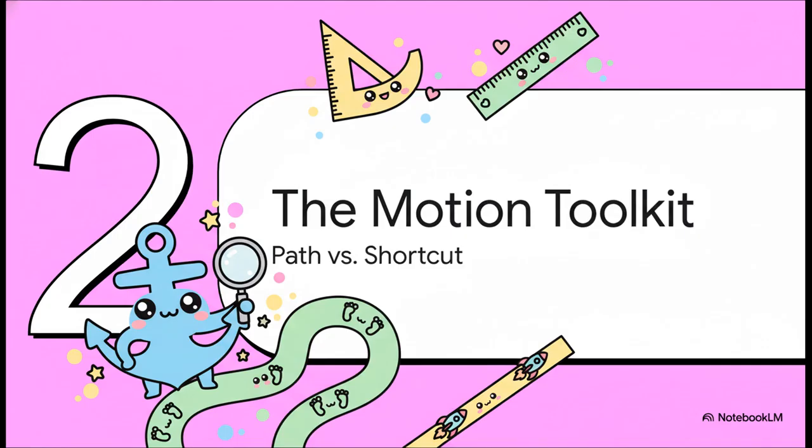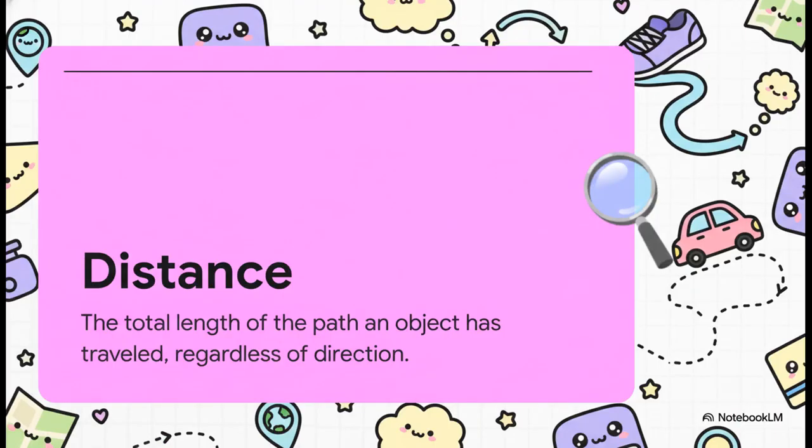Cool. The next two tools in our kit are all about how we measure the journey itself. And this is where it gets pretty interesting, because in science, the winding path you actually take and the shortcut you could have taken are two totally different things. So first up, we have distance. This is the one we're all familiar with. It's really simple. It's just the total amount of ground you've covered. If you walk all the way around the block, the distance is the full length of that walk.